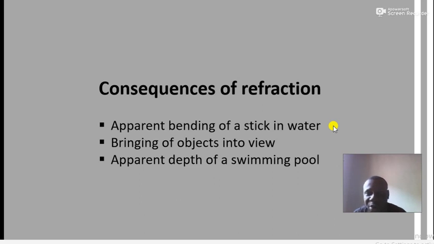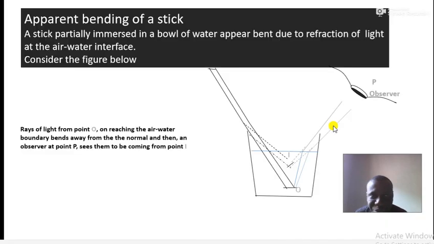Now, we want to look at the first one clearly, and that is the apparent bending of a stick. Okay, very important for the exam class. Here we have the apparent bending of a stick. Now, you can see a stick in this one. You can see the stick right now, the solid lines inside water. Alright, the bowl contains water.